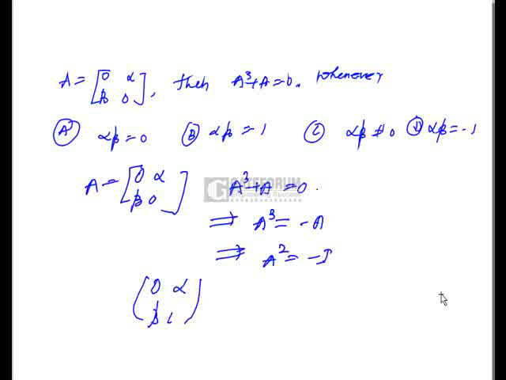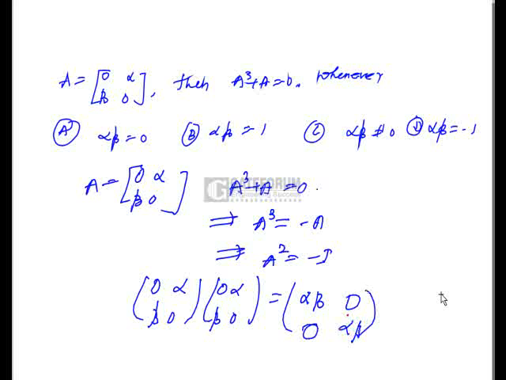0 alpha beta 0, times 0 alpha beta and 0. Now if I multiply, it will be alpha beta, then 0, 0, alpha beta. Now this is nothing but A square, which is equal to minus I, which is minus 1, 0, 0, minus 1. So clearly alpha beta must be equal to minus 1, which is option D.